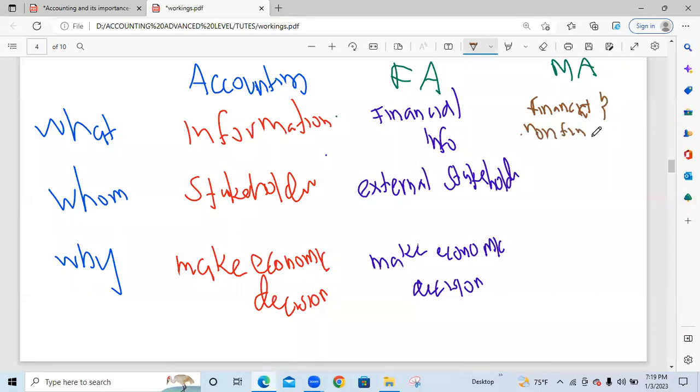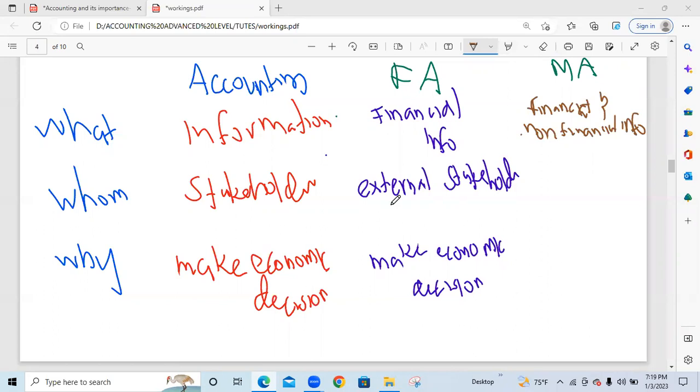A non-financial example I gave was the number of employees. Another is the production capacity of a machine. If you have bought or are planning to buy a machine, say a printer or photocopy machine, you want to see its capacity. That's non-financial; you don't measure it in money, you measure it in number of units. So you need to give all types of information, financial and non-financial.